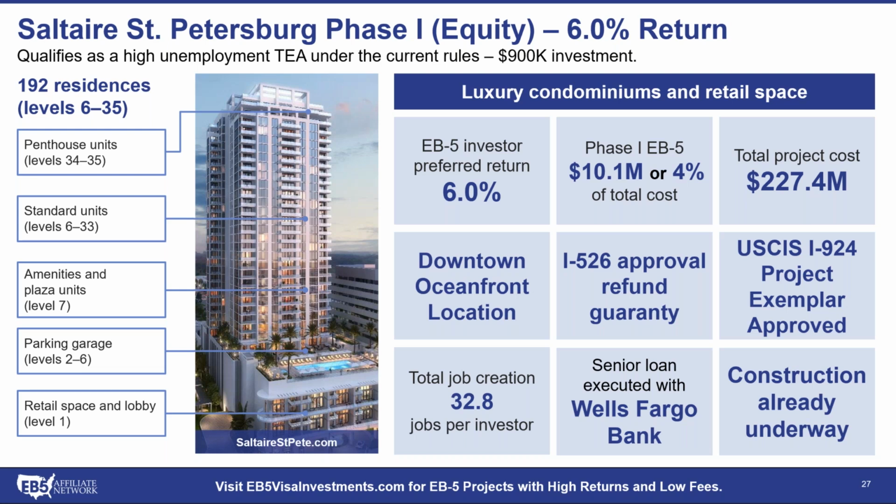The first piece of this project for the EB-5 side is an equity investment where the EB-5 investors have a 6% preferred return in that portion of the capital stack. The project is already moving along. They're working on the foundation now, and there's already over $100 million of condominium pre-sales in the project. Additionally, on this phase of the project, the I-924A exemplar was approved at the $500,000 level, and the project is now being offered at the $900,000 level.